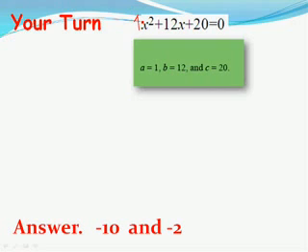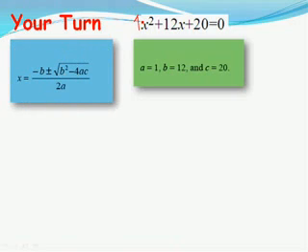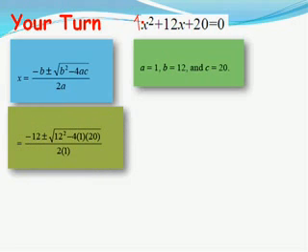This equation has two answers. X is -10 and -2. In case you didn't get the right answers, I would like to go over and show you step by step how I got it. Since we already stated our coefficients, we have to write down the quadratic formula, and then plug into the quadratic formula the values of A, B, and C.